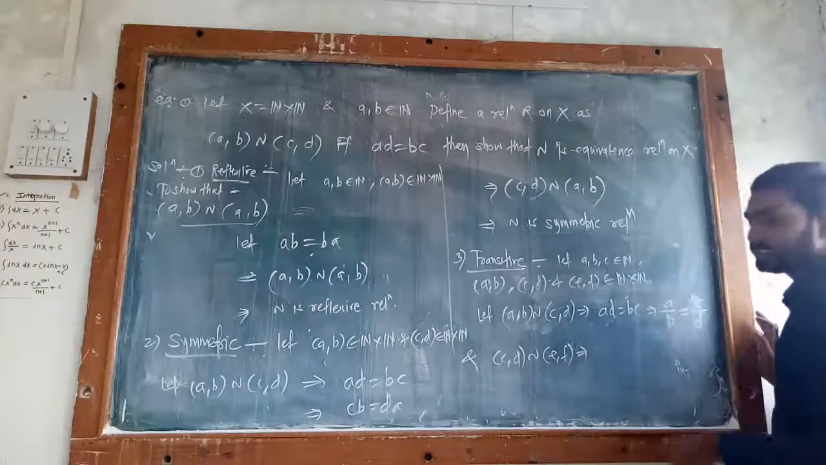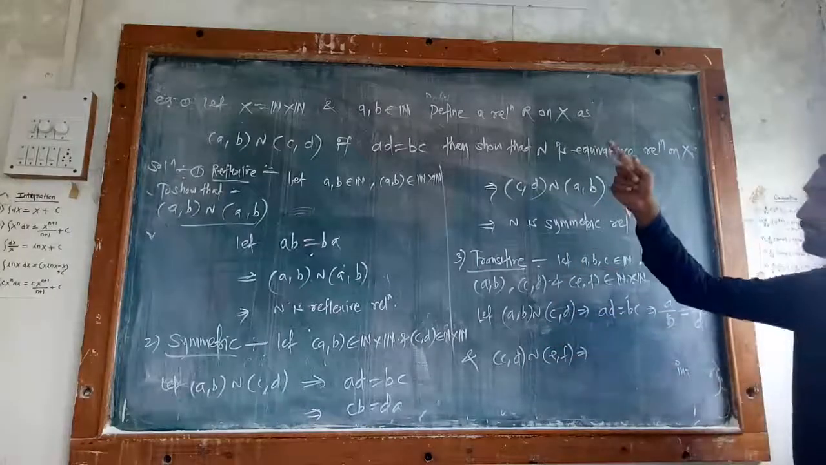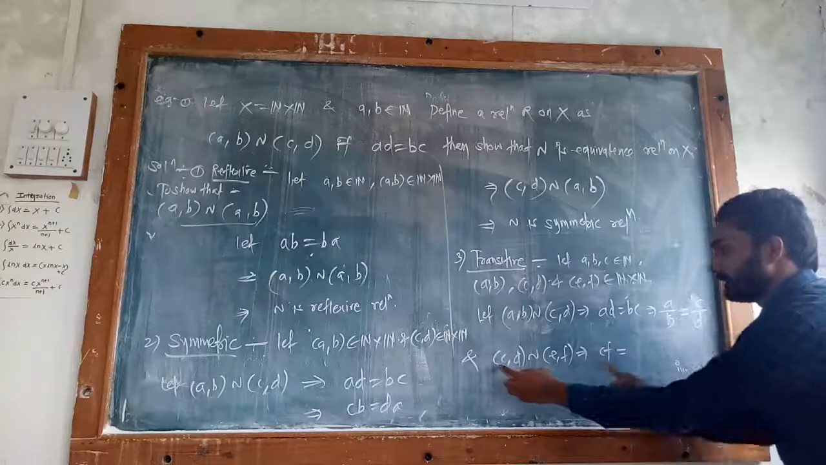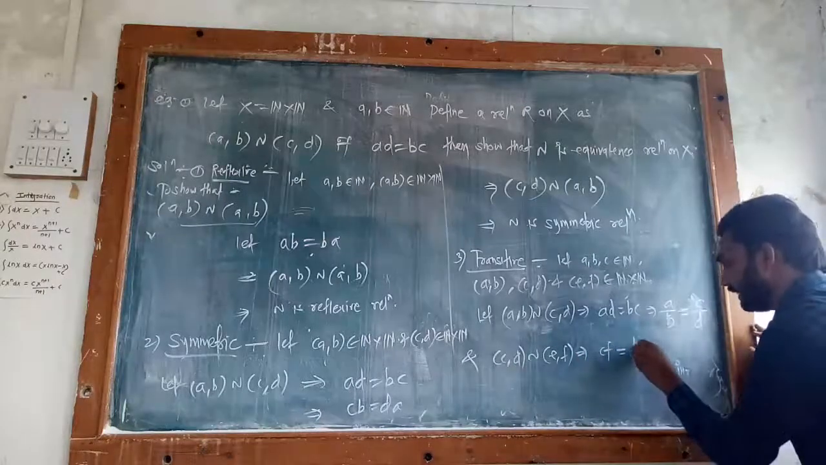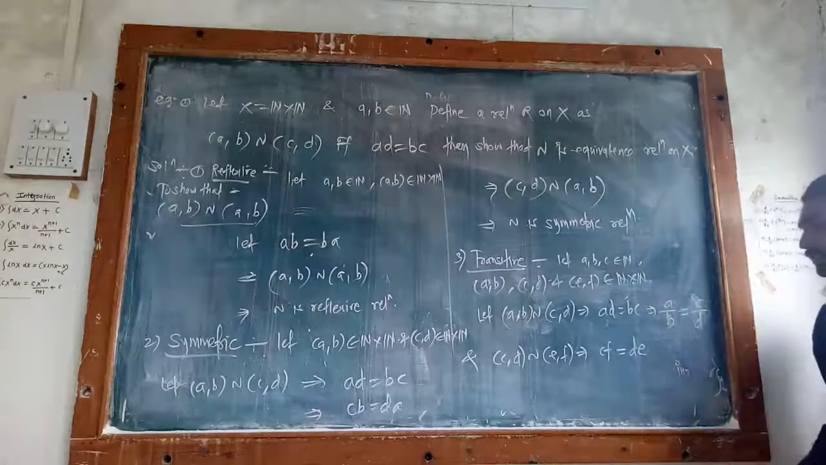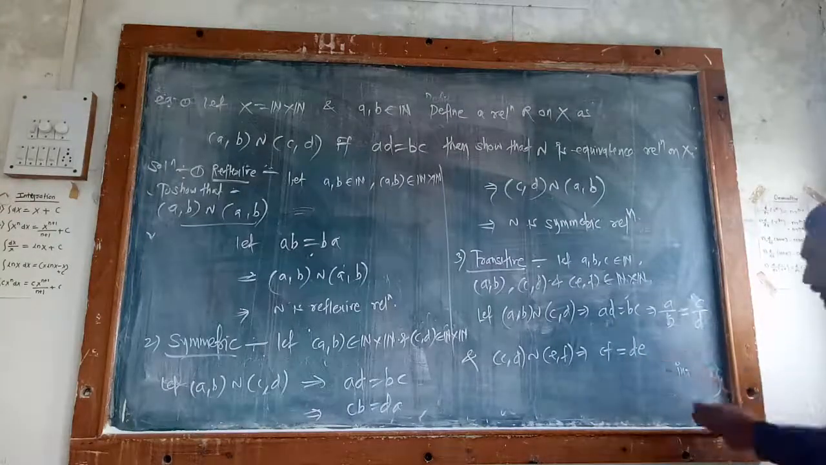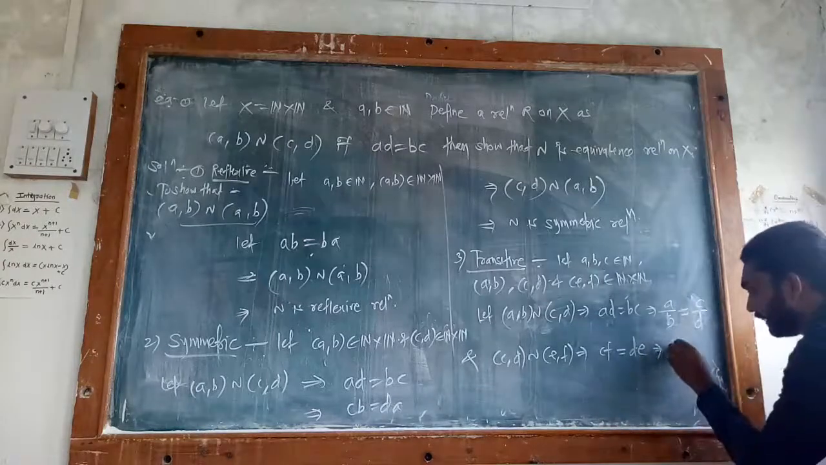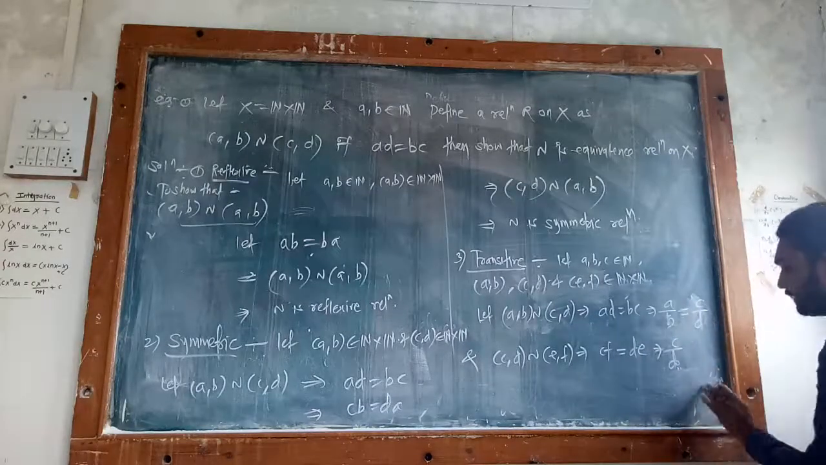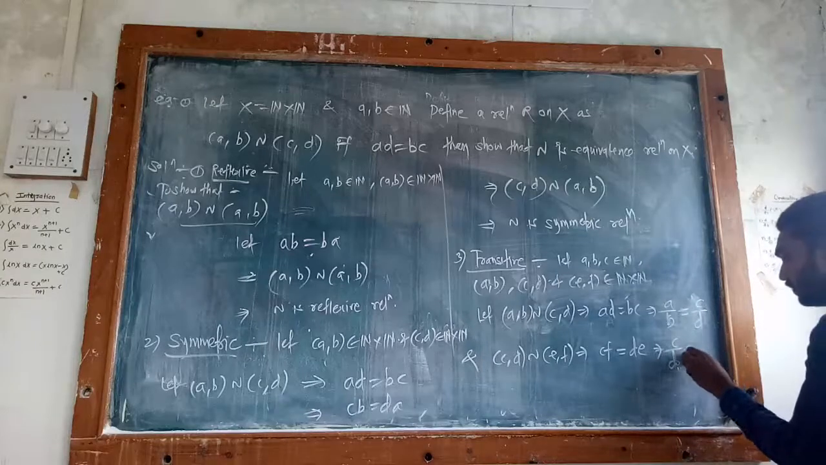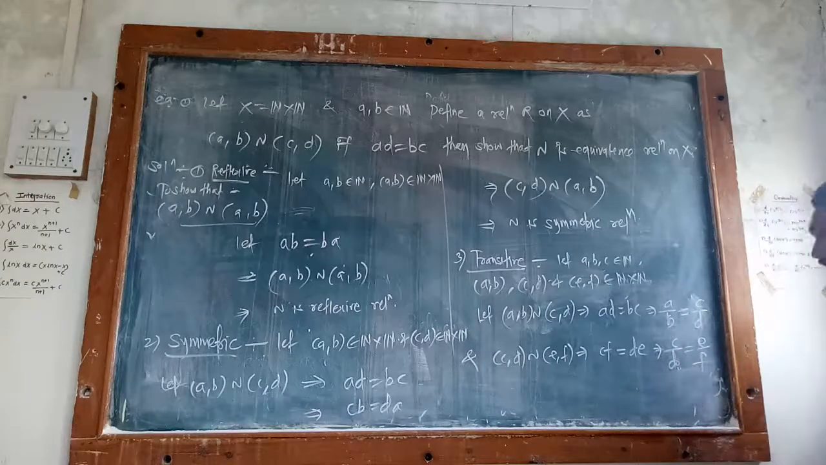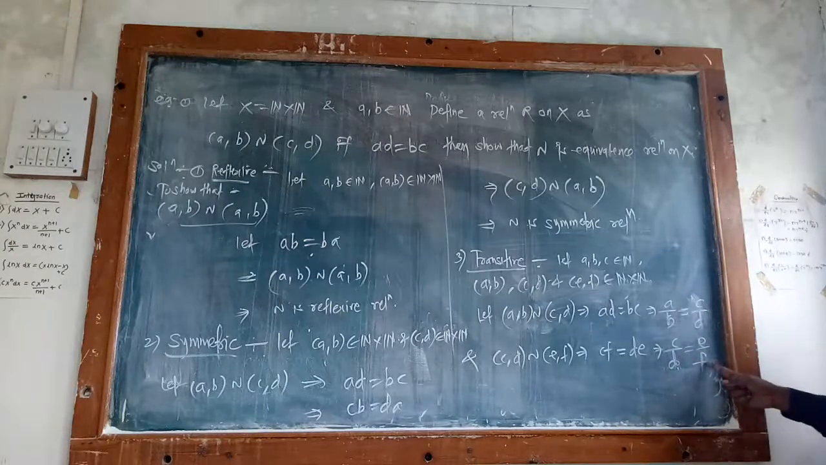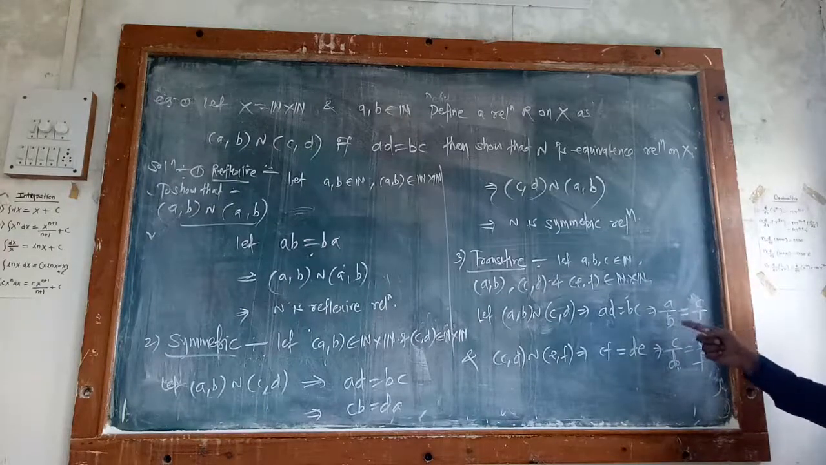Then what does it imply? (C, D) is equivalent with (E, F) by using this equation, that is CF equal to DE. From using this one, what do we get? This D is multiplied to the other side and divided, then C upon D equal to E upon F. So what is the value of C upon D? The value of C upon D is E upon F. And here the value of C upon D is A upon B.